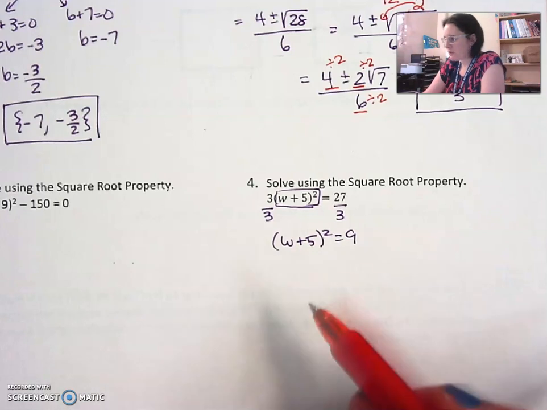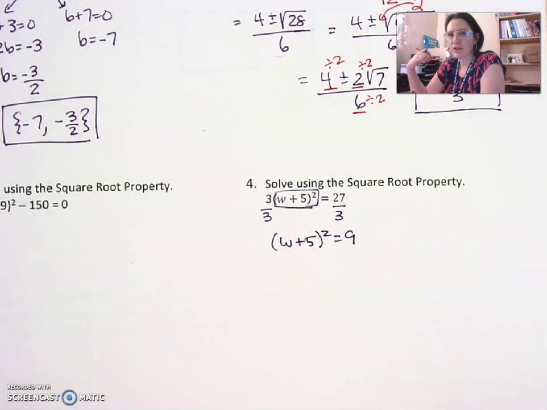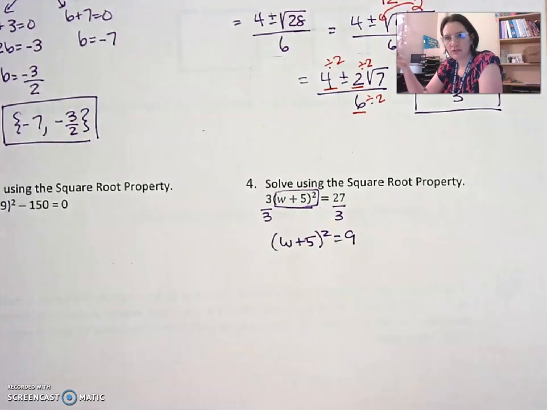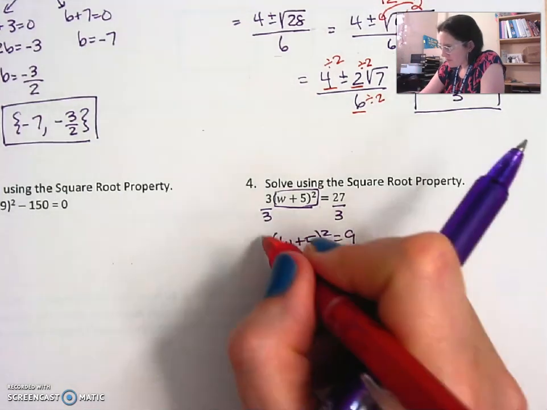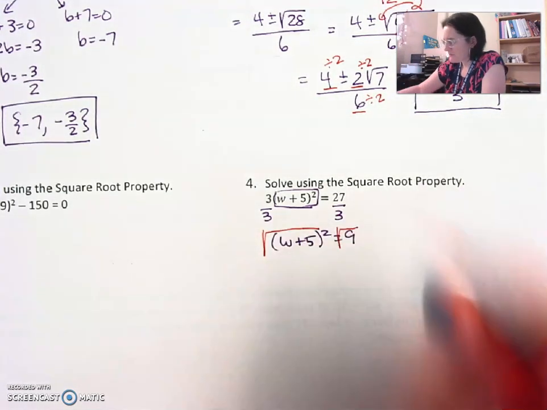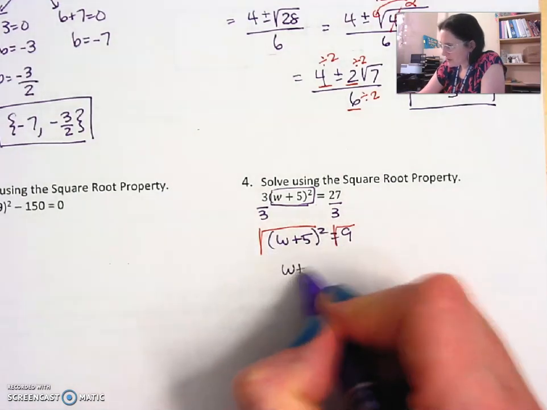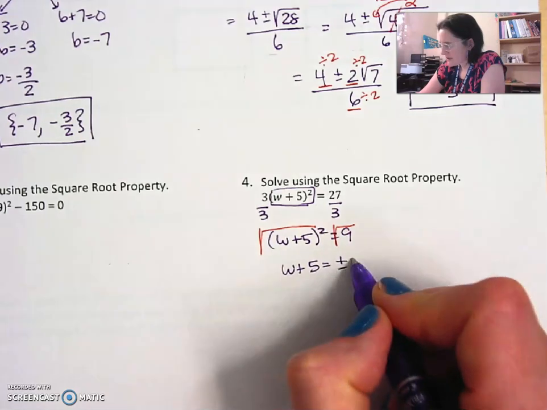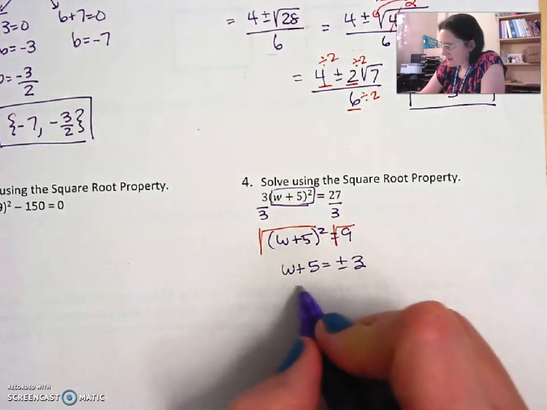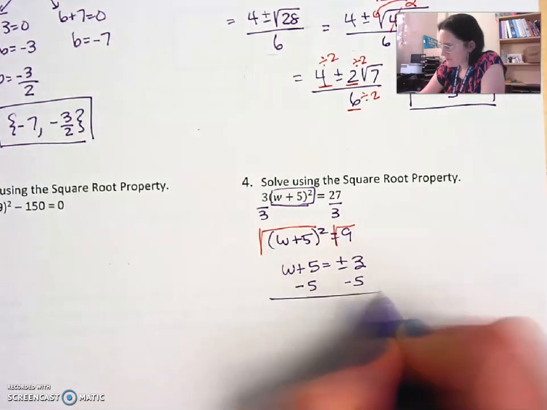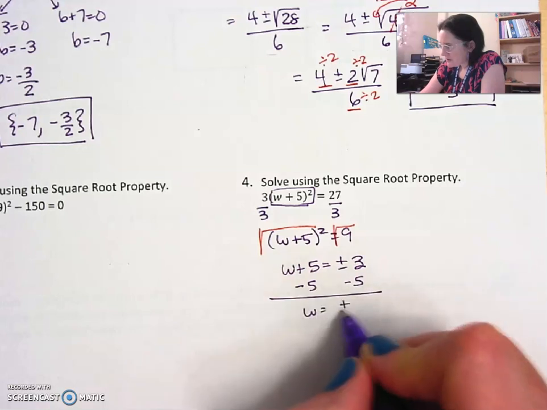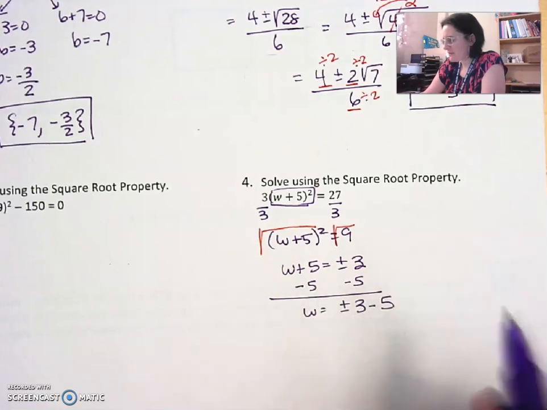This is a convenient property when you can write it like this, because you can avoid the FOILing by square rooting both sides right here. So the square root cancels out the square. I have w plus 5 equals plus or minus 3. So now I subtract 5 to both sides. So w equals plus or minus 3 minus 5.